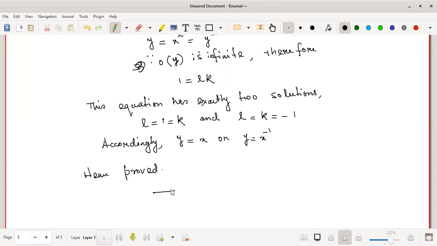Okay, so this is the proof of the result. So let me stop here. In the next lecture, we'll prove more results on cyclic groups and we'll see more important things.